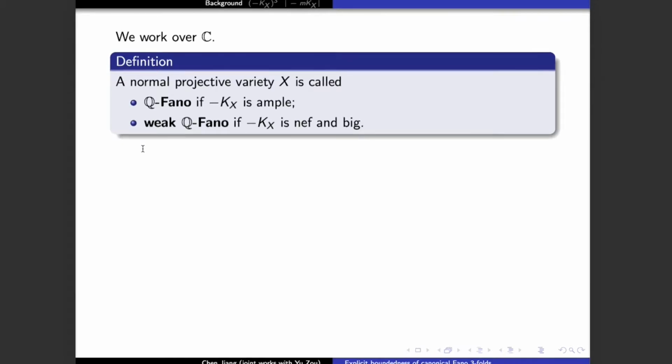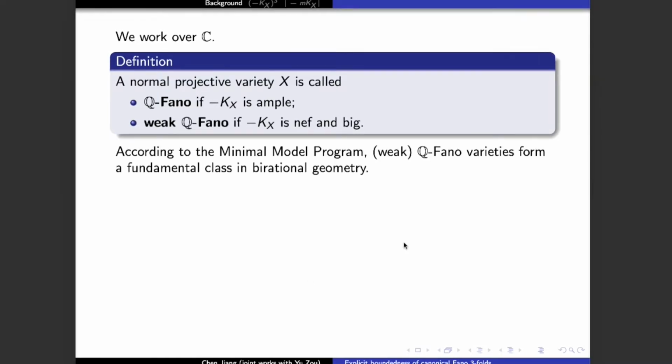So I will work over the complex number field, and we call a normal projective variety X a Q-Fano variety if minus K is ample. And we say that it is a weak Q-Fano if minus K is nef and big. I think this is a very classical and important object people are interested in. There are many experts in the audience and also in the UK. And of course, we know that according to the minimal model program, such varieties are a fundamental class in birational geometry as building blocks.